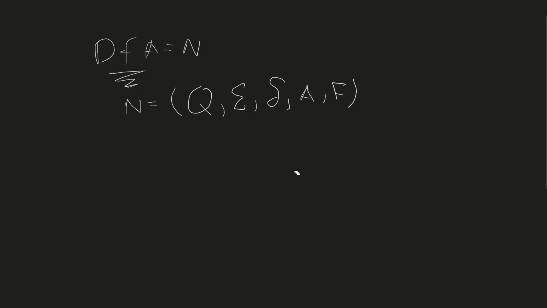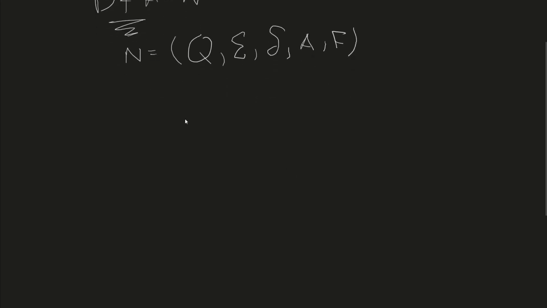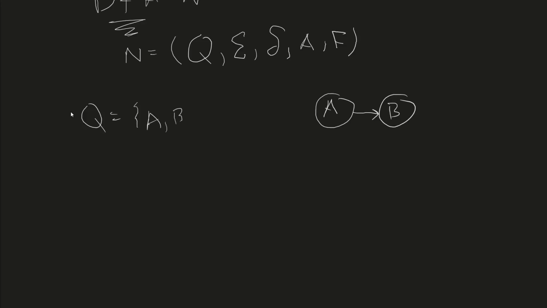Let's begin by talking about the elements of our 5-tuple here. Let's scroll down. So let's talk about Q. Q is, again, our set of states. Q contains the states that are in our DFA. Let's create our DFA. So A, and we have B. So these are our two states of our DFA. States are represented by any type of symbol with a circle around it. So our states are A and B.